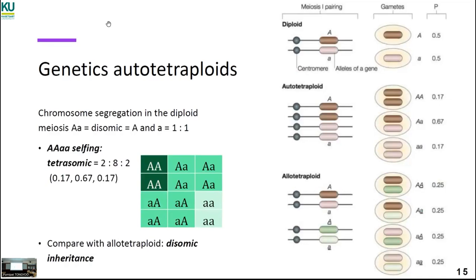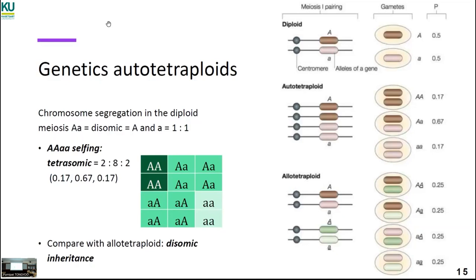Just to mention, if you have a diploid situation, for every gene which is heterozygous, you have two alleles, capital A and small a. In the segregation of meiosis you get a simple, what we call a disomic segregation, producing capital A and small a gametes in a ratio of 1:1. But if you have an autotetraploid situation, with the genotype capital A, small a, in selfing you get the tetrasomic segregation. You can see that here, capital A and capital A, this capital A with that one gives you that. Then you have also these two recessive, small a, and you have eight heterozygous gametes. So you get a very tetrasomic inheritance.